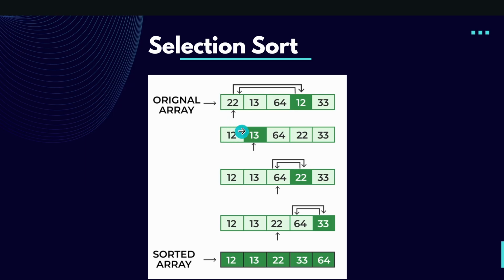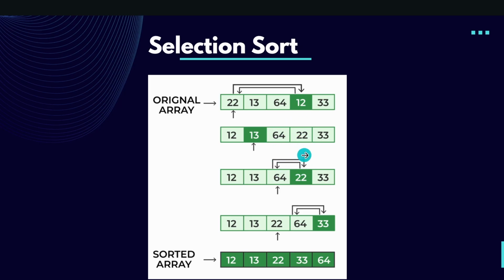So after swapping, you get 12 as the first element. After 12, what is the smallest element of this whole array? That is 13. That is in the right position, so don't change that one. So these two elements are sorted. Now in this unsorted array, what is the smallest element? That is 22. So place this 22 next to 13.